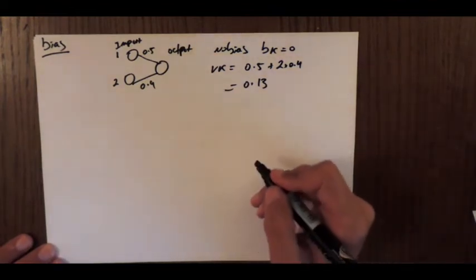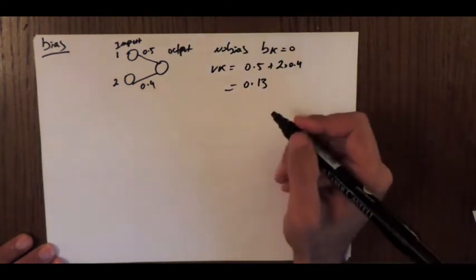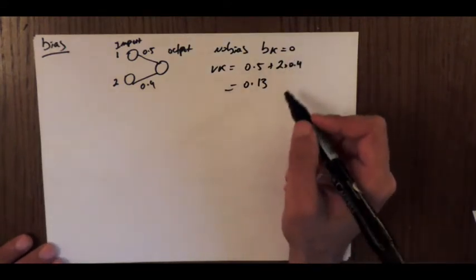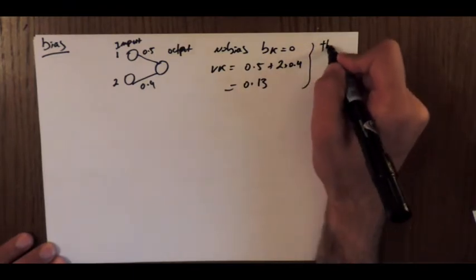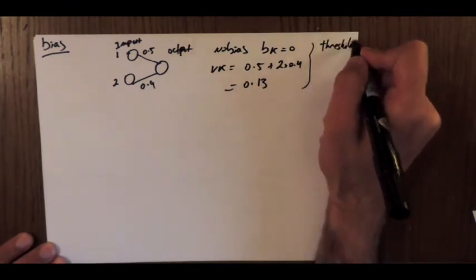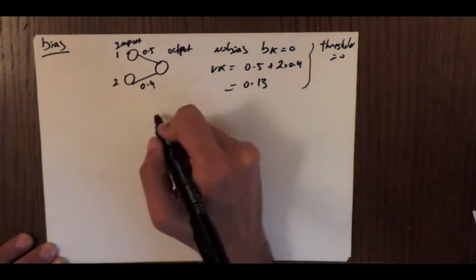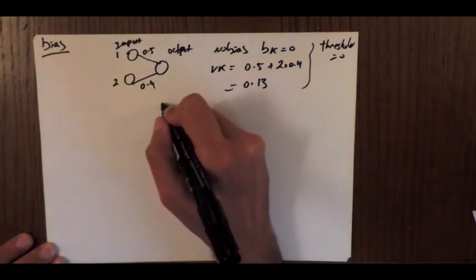What if I want to have a threshold greater than b_k equals 0? Let me put this threshold not at 0. So let's say I want to put the threshold to be a 1. This is better for my network.